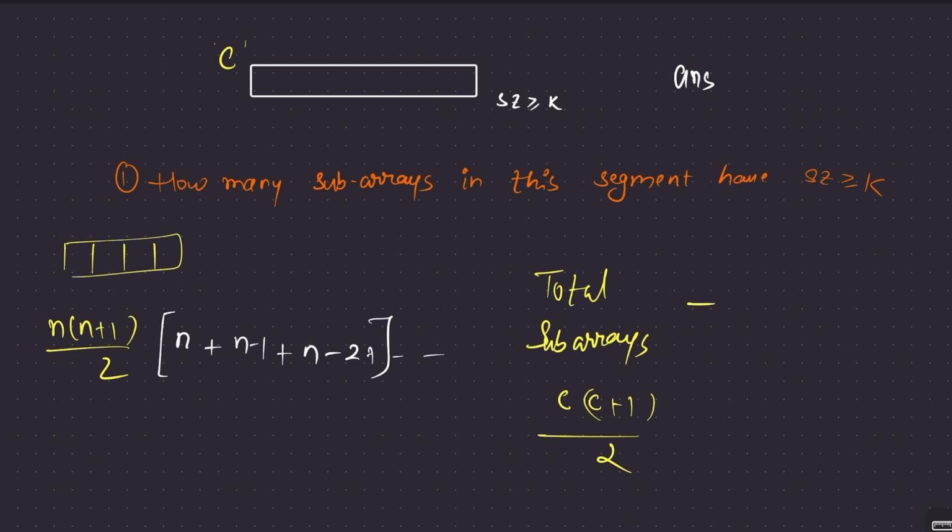I need to subtract all the subarrays with size less than k. Fine, makes sense, right? If you have the total number of subarrays present, it is c into c plus 1 by 2. Now you just have to subtract the subarrays whose size is less than k. Now how do you approach that?